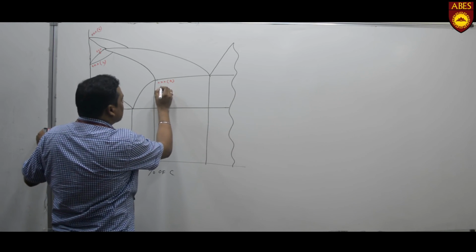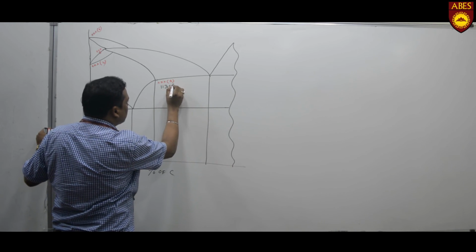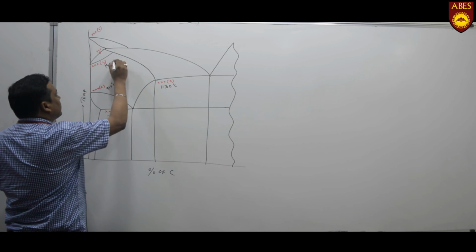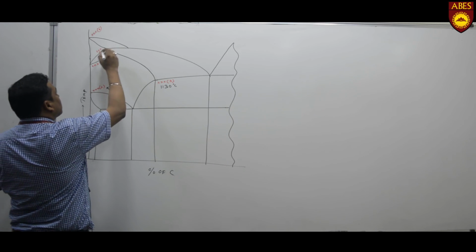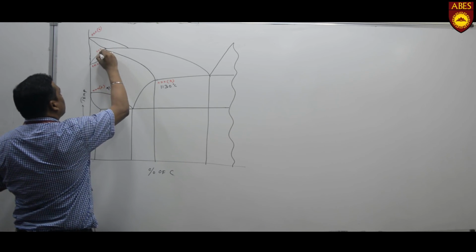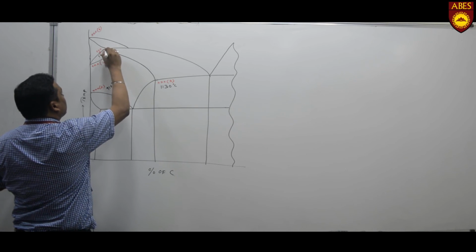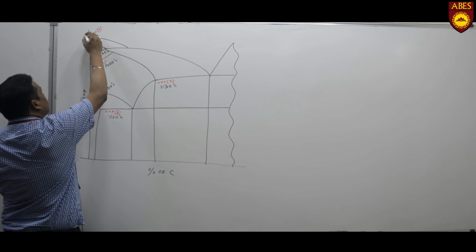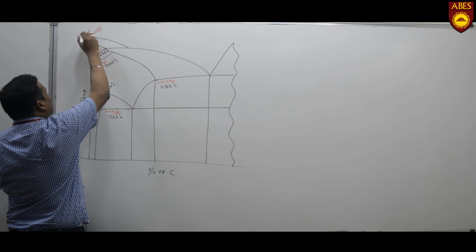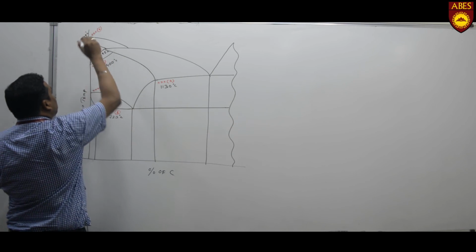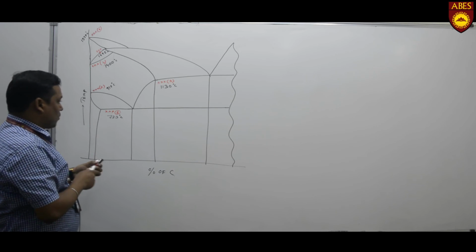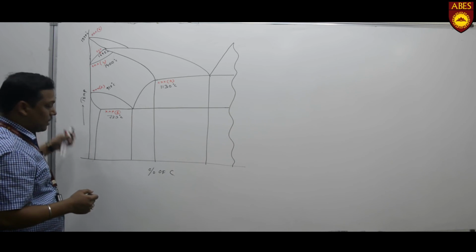Number 3 temperature is 1130 degree centigrade. Number 4 temperature is 1400 degree centigrade. Number 5 temperature, at that point, is 1495 degree centigrade. And the last one is the melting temperature, which is 1539 degree centigrade. 1539 is a very important temperature for the melting of any kind of iron.